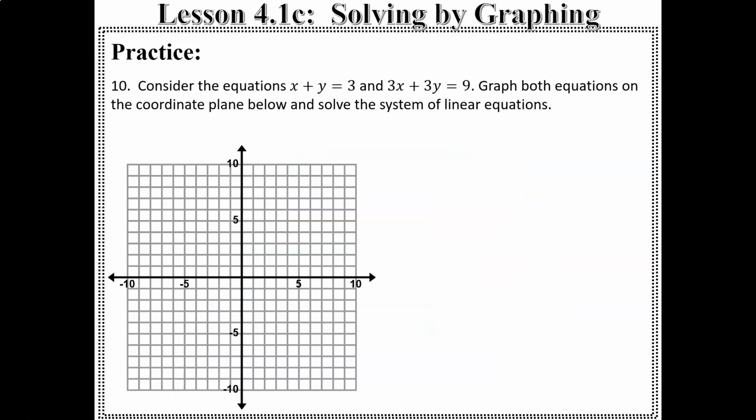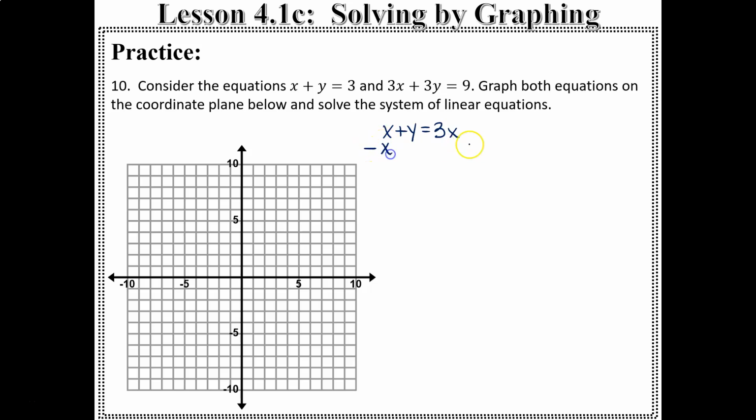All right, let's go on to number 10. Let's look at these equations. x plus y equals 3 and 3x plus 3y equals 9. Okay, we have some work to do with those before we can graph them. So let's take this first one and move it to slope-intercept form.